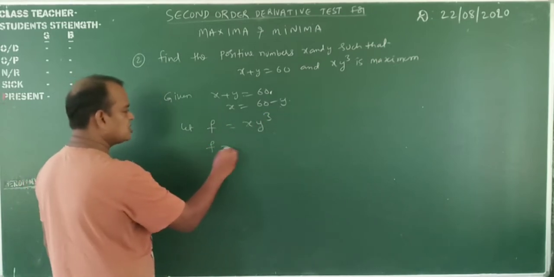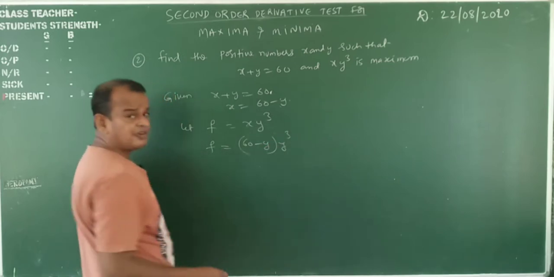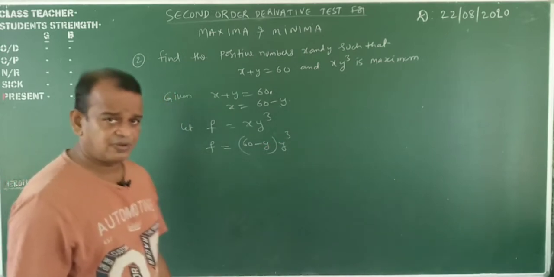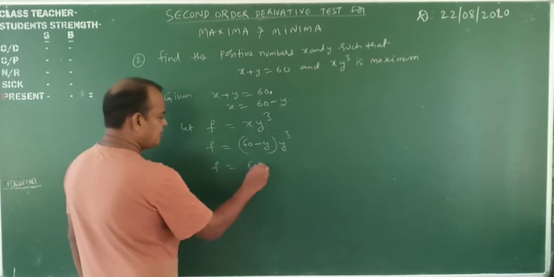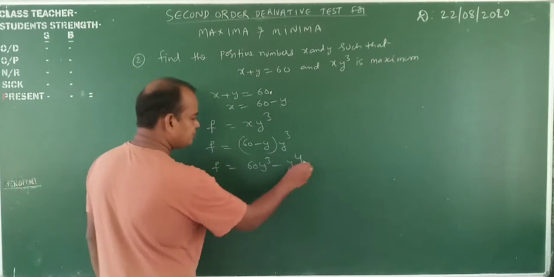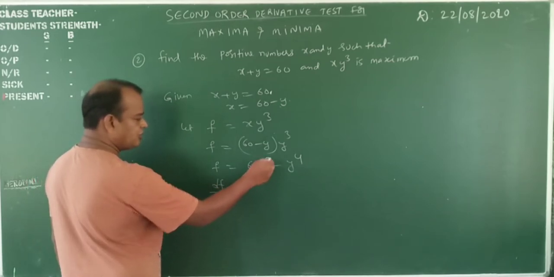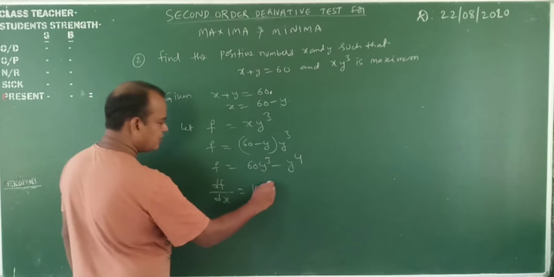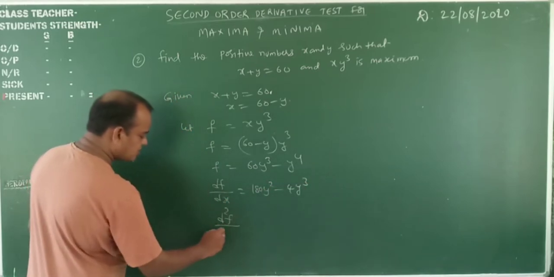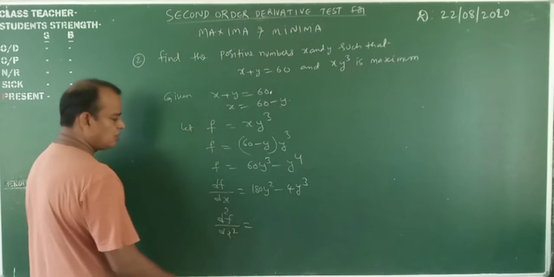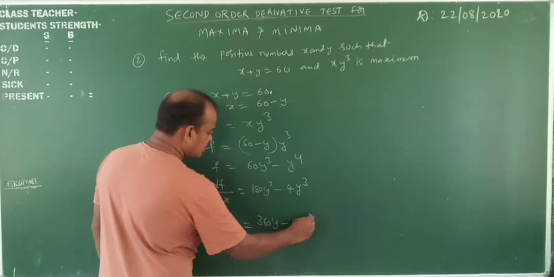Now f is equal to, what is the x value? 60 minus y, into y cube. The function is in terms of y, so differentiate with respect to y. Now f is equal to 60 y cube minus y power 4. Now df by dy: 60 y cube derivative is 3 y square, means 180 y square minus 4 y cube. D square f by dy square is equal to 360 y minus 12 y square.